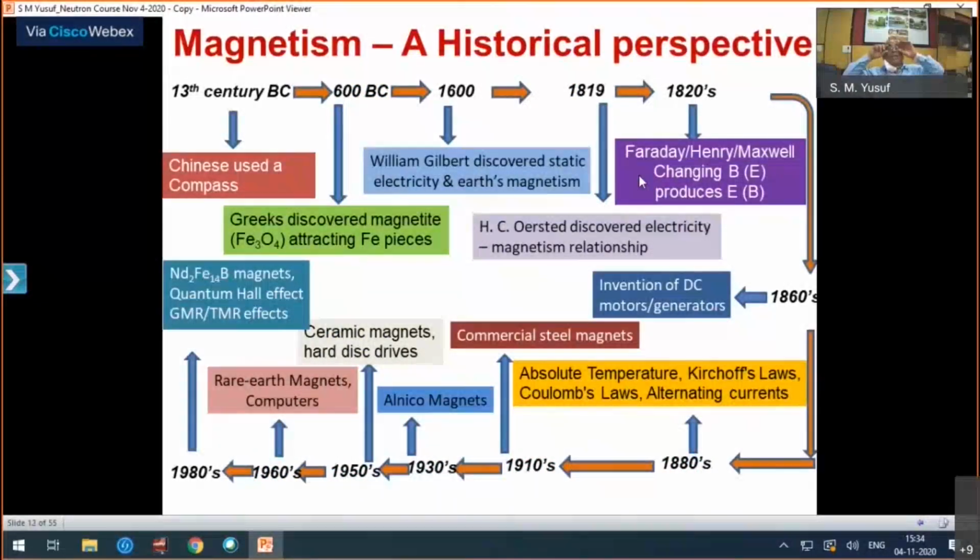Now, again, we must know why magnetism is so important in our life. Just one second. Is it possible to put it up?